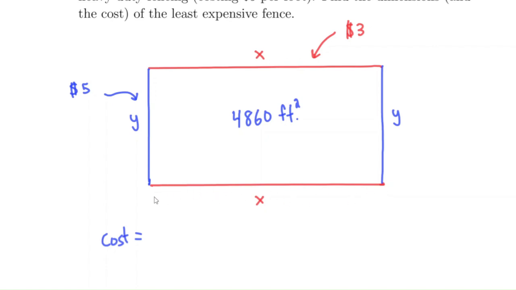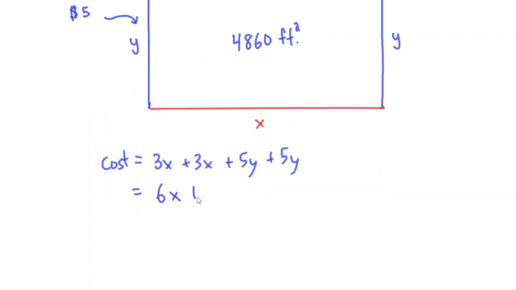Well, if this is x feet long and it costs $3 per foot, it's going to cost 3x. For example, if this was 100 feet long, well, if it costs $3 a foot, it's going to cost $300. And same thing over here. If this is x feet long and it costs $3 a foot, this will cost 3x. Now this side will cost 5y and this side will cost 5y. So notice that the total cost is going to be 6x plus 10y.